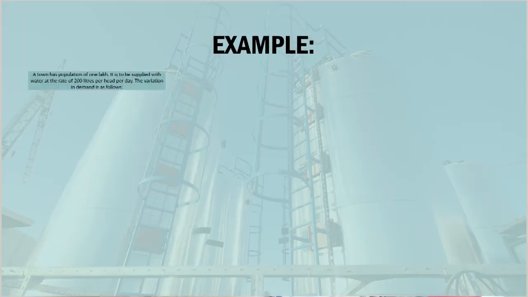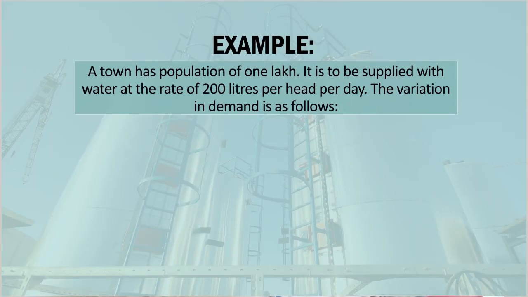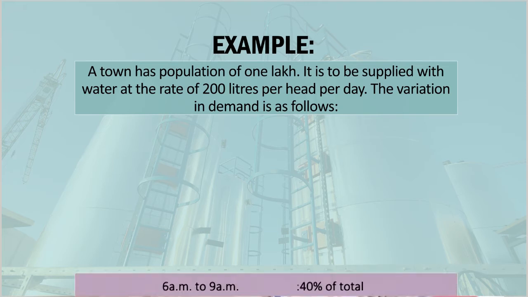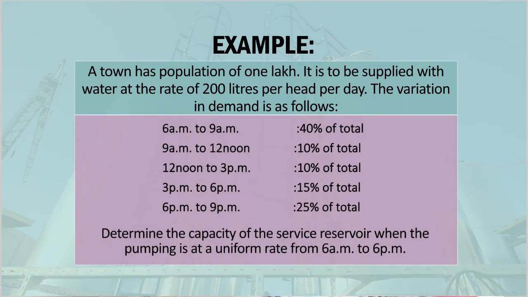So here the example: a town has a population of 1 lakh. It is to be supplied with water at the rate of 200 liters per head per day. The variation in demand is as follows. 6 a.m. to 9 a.m., this is 40% of the total. 9 a.m. to 12 noon, 10%. 12 noon to 3 p.m., 10%. 3 p.m. to 6 p.m., 15% of the total. 6 p.m. to 9 p.m., 25% of the total.